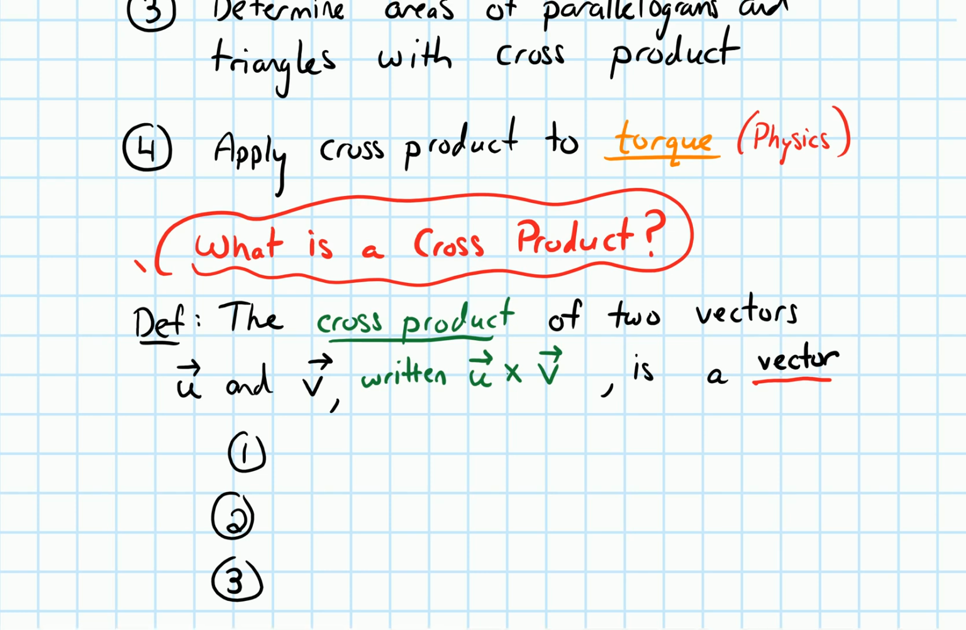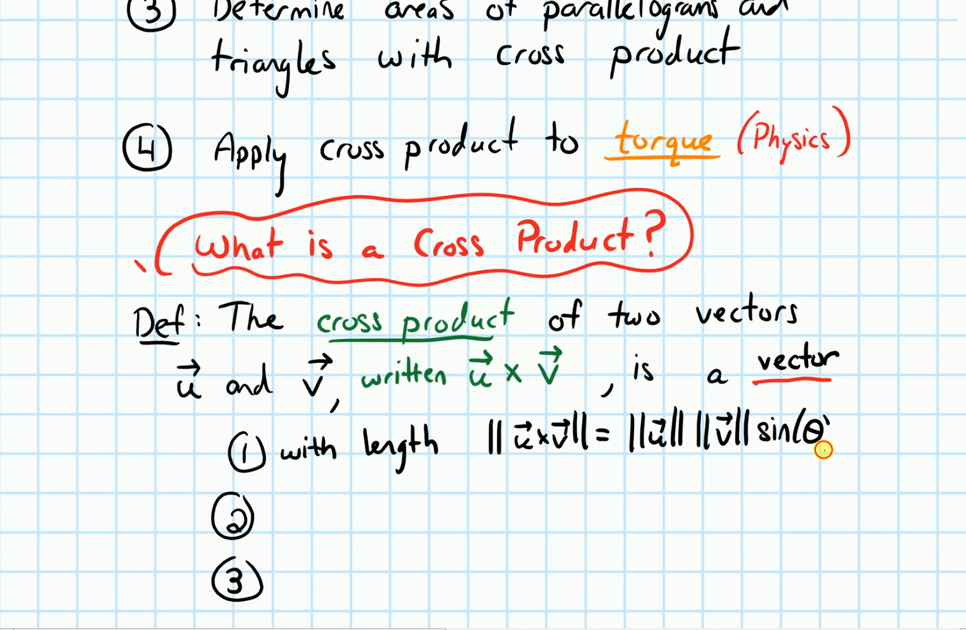Okay, so what properties does this vector have? The first is the length of this cross product vector. The length of u cross v is equal to the length of u times the length of v times sine of theta, where theta is the angle in between the two vectors. Okay, so I'm going to highlight this. This is an important formula for the length. And I'll draw a picture in a sec so we can see what u and v look like in relation to each other, and draw the theta in as well. Okay, so that's the length of this vector.